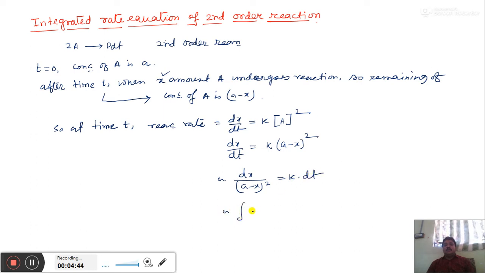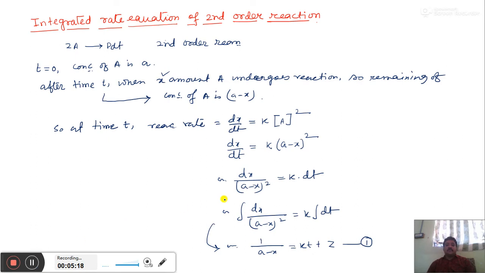Integrate both sides, we get the integration of dx by (a minus x) whole square is equal to k into the integration of dt. The value of the integration of dx by (a minus x) whole square is 1 by (a minus x), so 1 by (a minus x) is equal to kt plus z. This is equation number 1, where z is known as the integration constant.